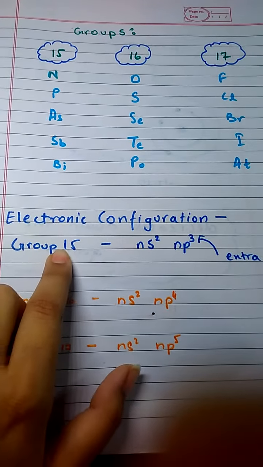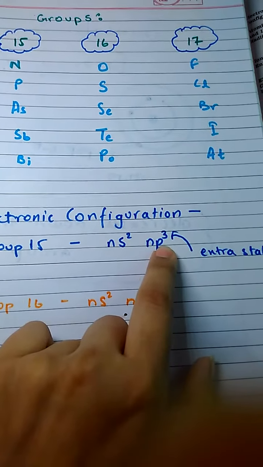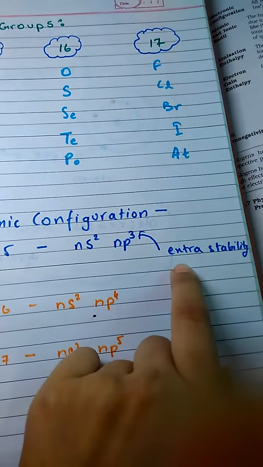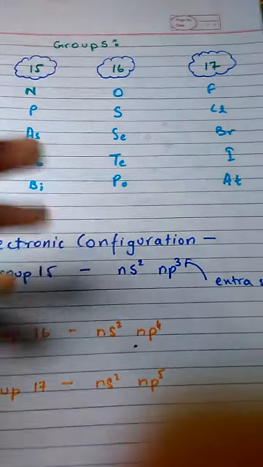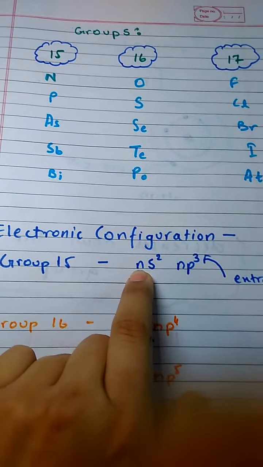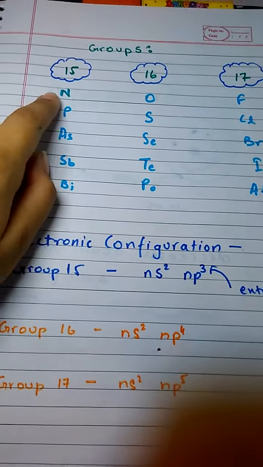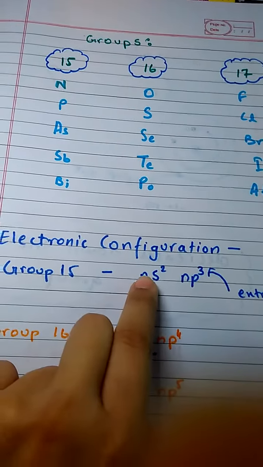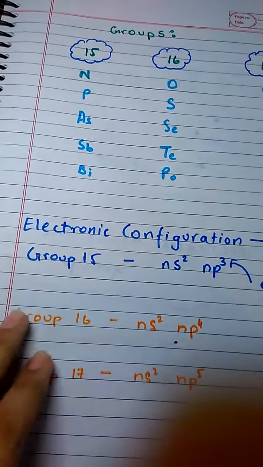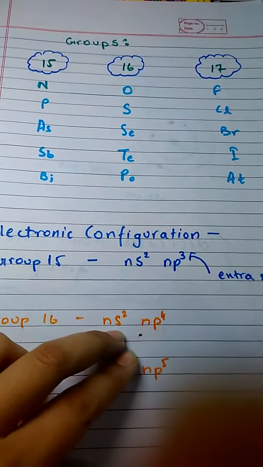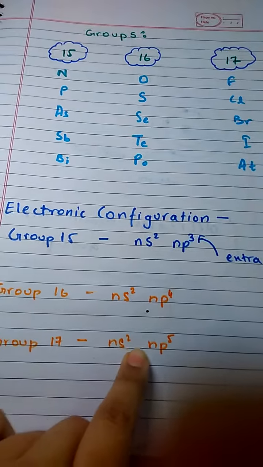Group 15 has an electronic configuration of ns2 np3. Over here, this half-filled p orbital gives extra stability to the elements in group 15. Now n over here represents their period, in which period they are placed, like nitrogen is placed in period 2. That means we'll put 2 over here, like 2s2 2p3 is the valence electronic configuration. Group 16 has a configuration of ns2 np4, and group 17 has ns2 np5.